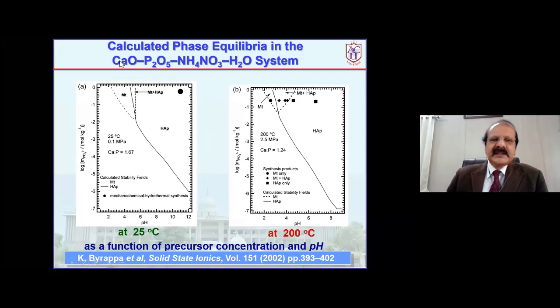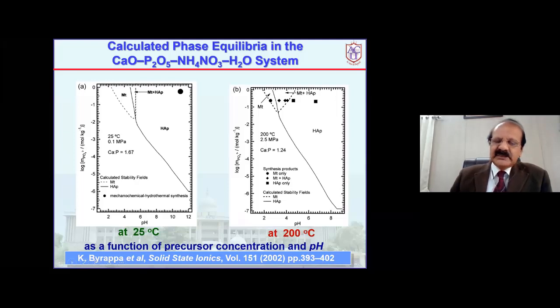So this diagram shows the calcium phosphate hydroxyapatite synthesis from this system. What all the other species you get is shown here. This is at 25 degrees centigrade. Keeping this 1.67 stoichiometry and pressure 0.1 megapascals, you can get the pure hydroxyapatite phase. And here you get a mixture of monetite phase and hydroxyapatite phase, and here the pure monetite phase. Coming to the higher pressure, 2.5 megapascals and a high temperature like 200 degrees centigrade, now we have kept the calcium phosphorus ratio at 1.24. We get a slightly different phase diagram: you get pure hydroxyapatite here, a much broader field of monetite and hydroxyapatite, and then the monetite.